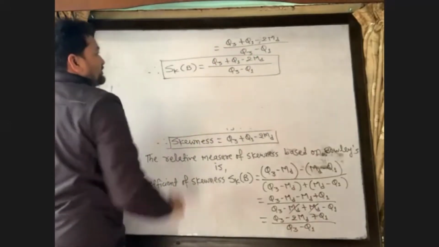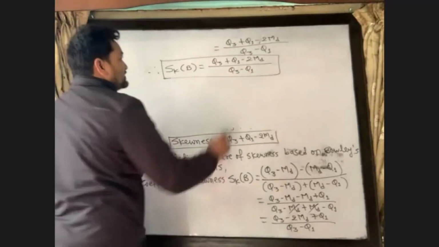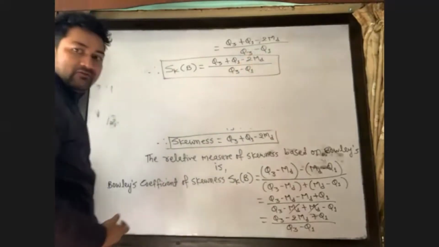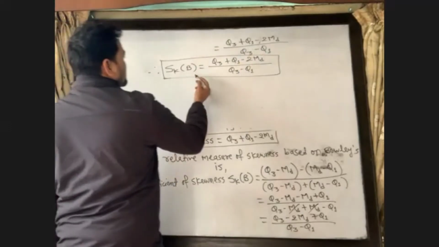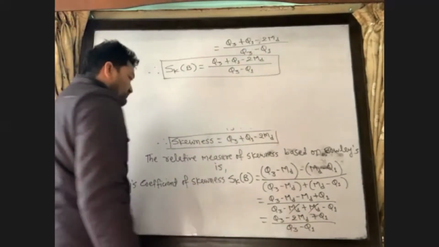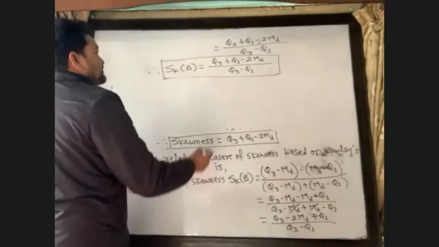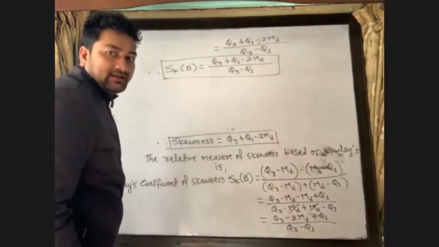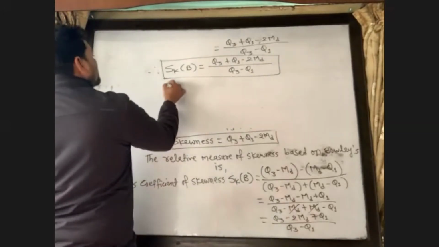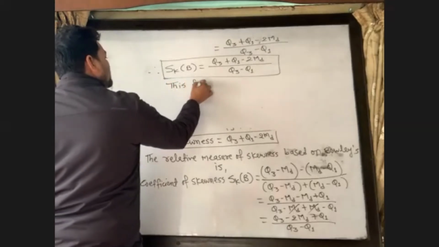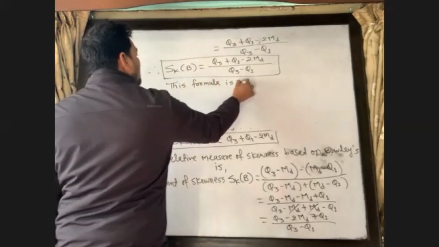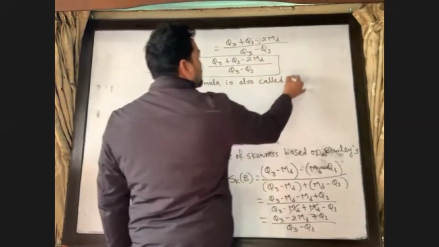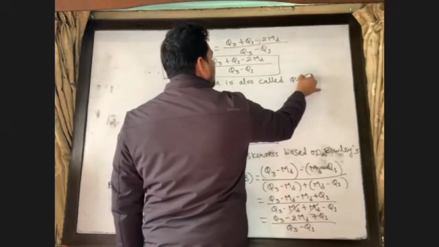Okay, this is the important formula to memorize. This is Bowley's coefficient of skewness: Q3 plus Q1 minus 2MD upon Q3 minus Q1. Remember this one. Everything here is quartiles: Q1 is the first quartile, the median is the second quartile, Q3 is the third quartile. That is why this formula is also called the quartile coefficient of skewness.